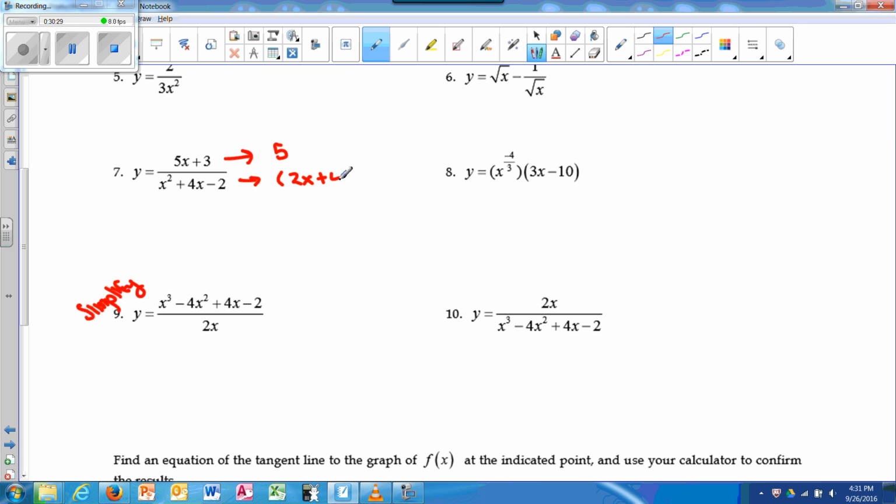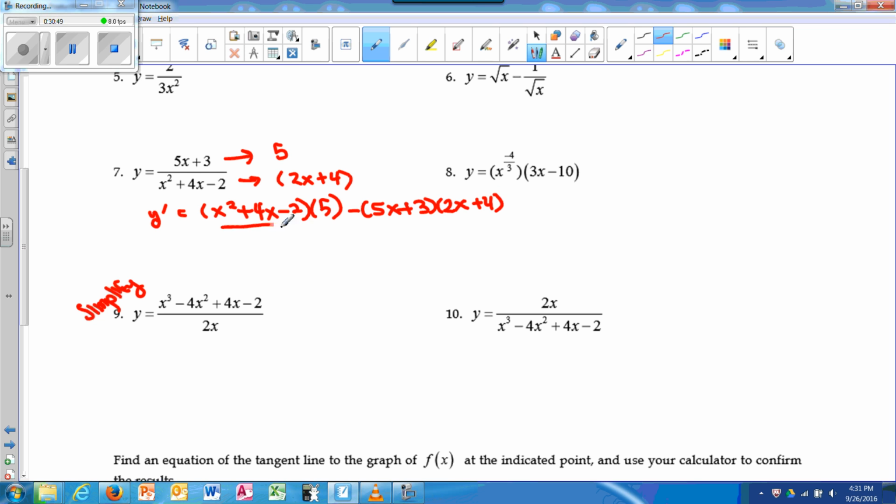Okay, number 7 is an example of something that could not be simplified, whereas number 9, you really could simplify and use the power rule. So for 7, the derivative of the top is 5. The derivative of the bottom is 2x plus 4.